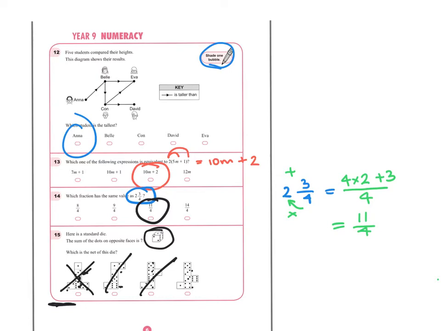5 and 2, 7. And then, imagining you had this one and 6, they're going to be opposite each other. So therefore the last one is the answer.